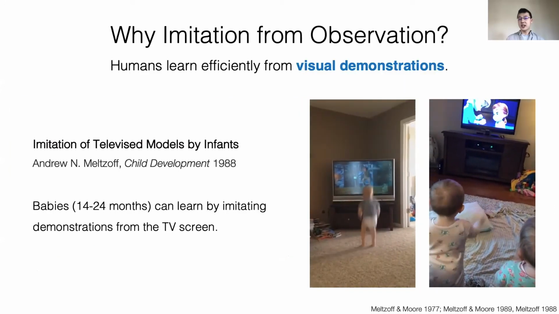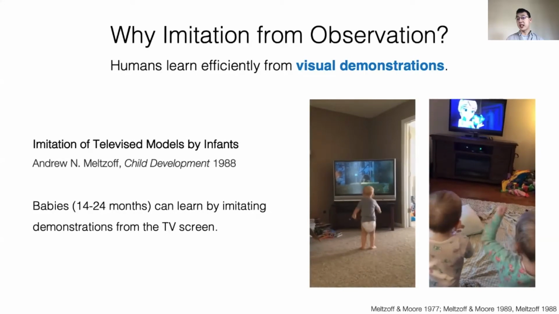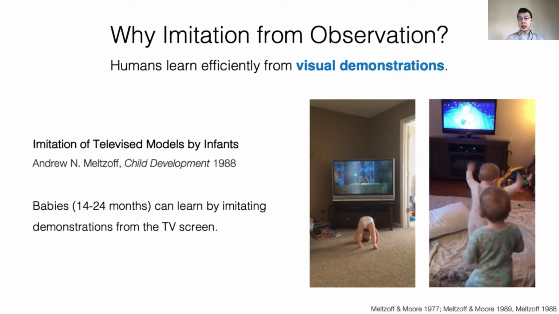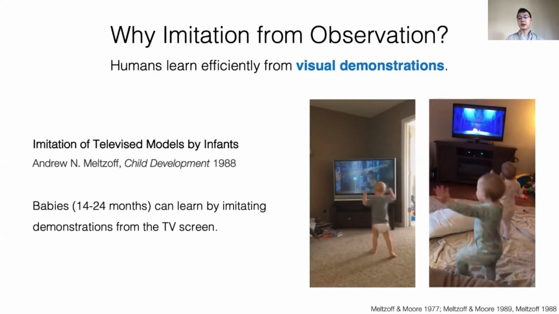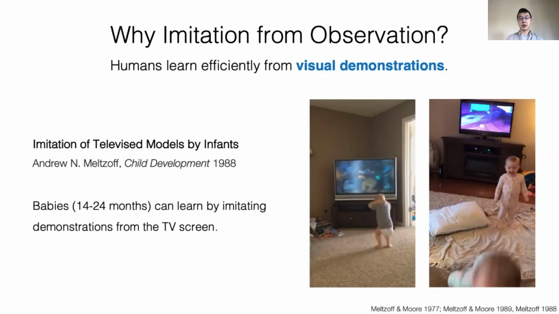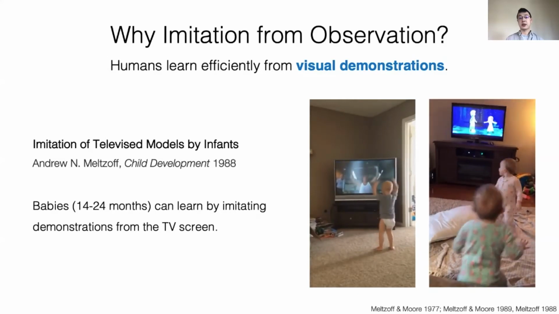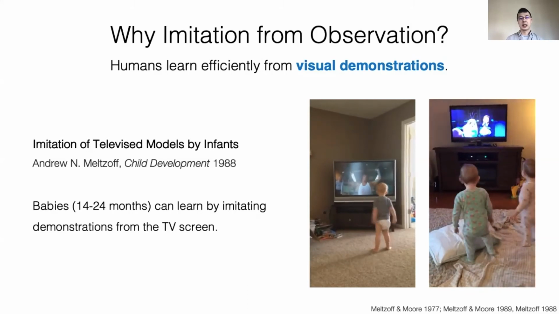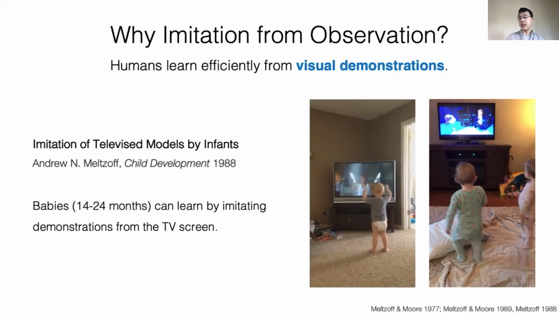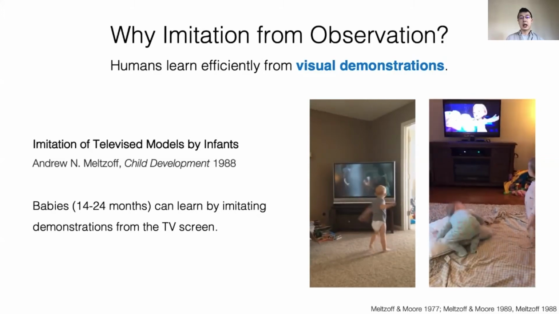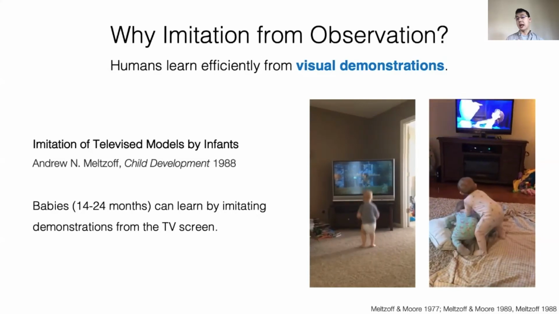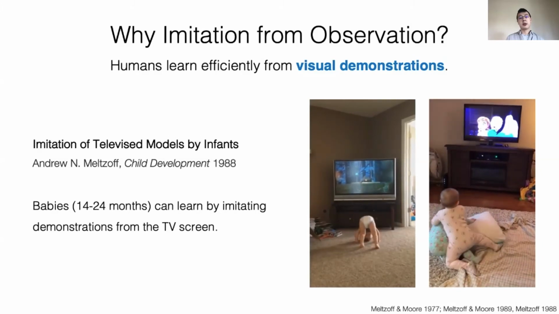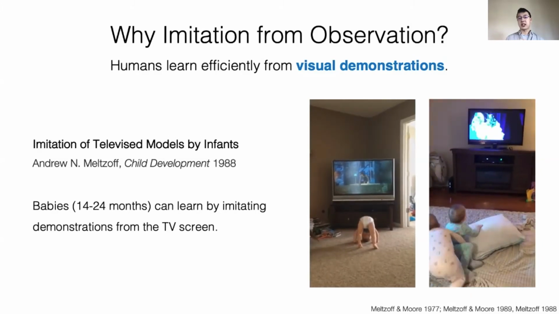So why is this an interesting problem? There are many reasons why we are interested in imitation learning from visual demonstration. First of all, this just appears to me the most natural and the most human-like way of learning from demonstrations. We as humans have the intrinsic ability to infer the goals and intents by watching other agents perform a task. This ability comes in the very early stage of a baby's cognitive development. According to a seminal study by Andrew Meltzoff, babies as young as 14 to 24 months old are able to imitate demonstration from just the TV screen.